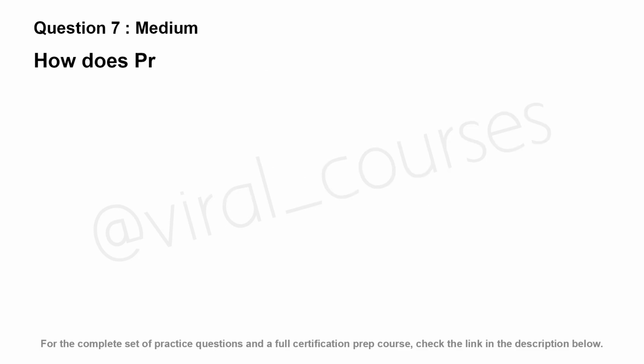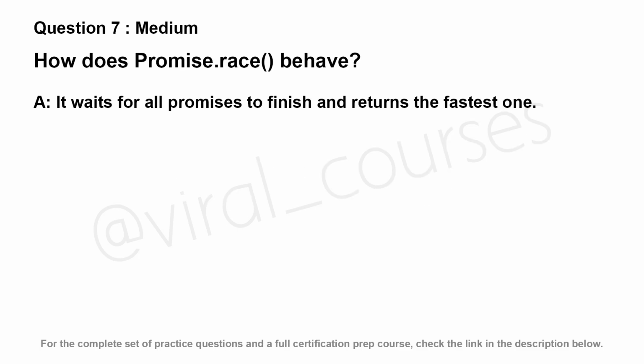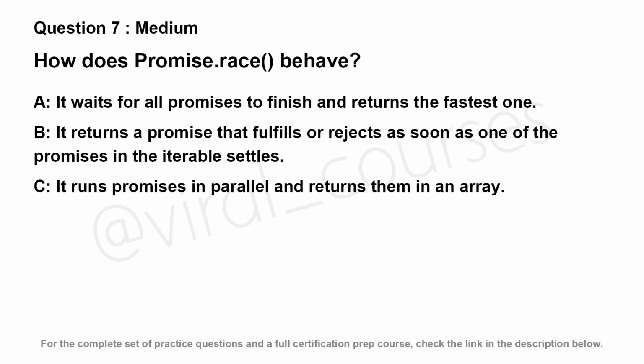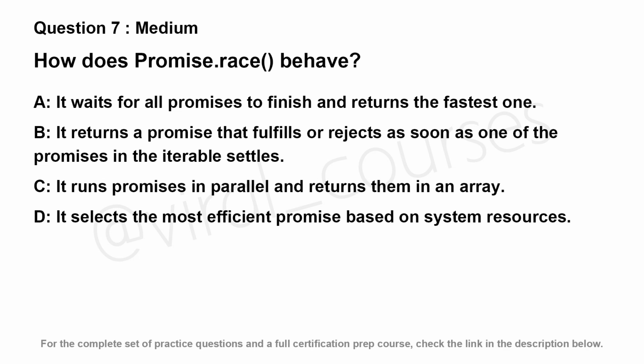How does Promise.race behave? Option A, it waits for all promises to finish and returns the fastest one. Option B, it returns a promise that fulfills or rejects as soon as one of the promises in the iterable settles. Option C, it runs promises in parallel and returns them in an array. Option D, it selects the most efficient promise based on system resources.